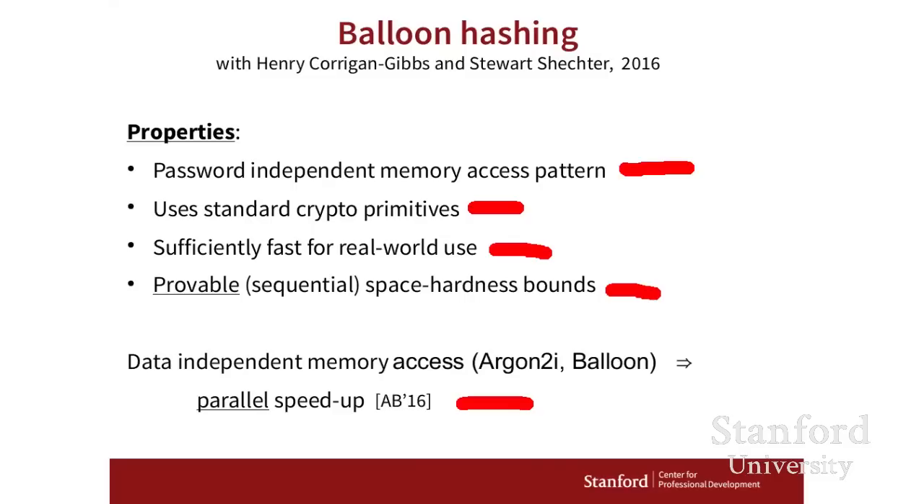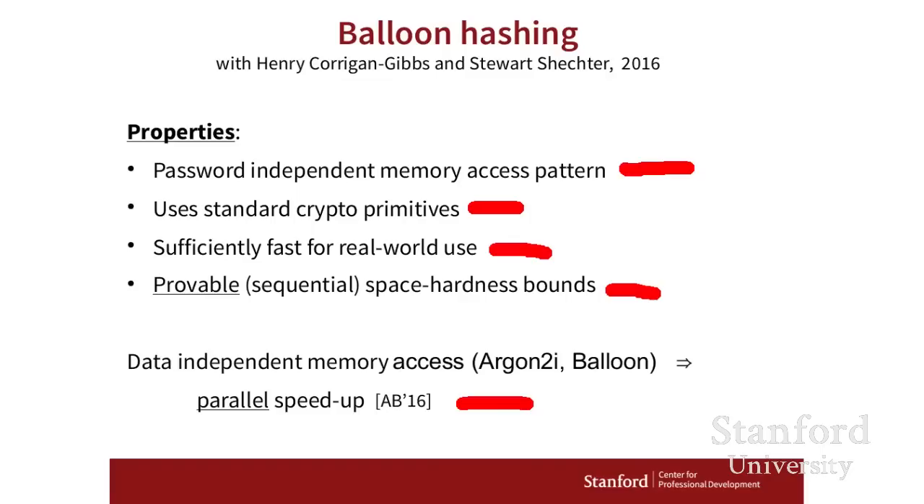So we need to choose between two options. Either we have a hash function where the memory access pattern depends on the password, and then you're vulnerable to the attack that I described before, or you have one where the memory access pattern is independent of the password, but then you have to worry about these parallel speedup attacks.